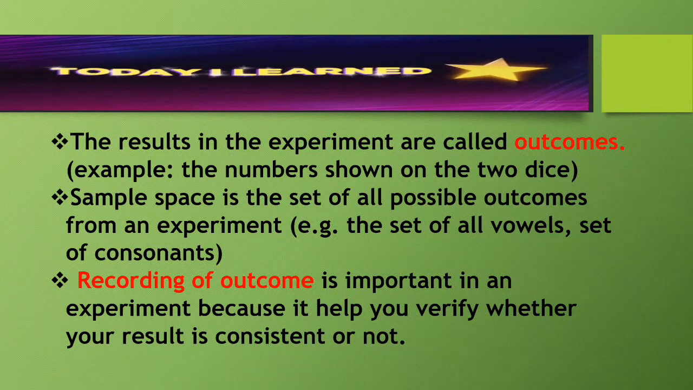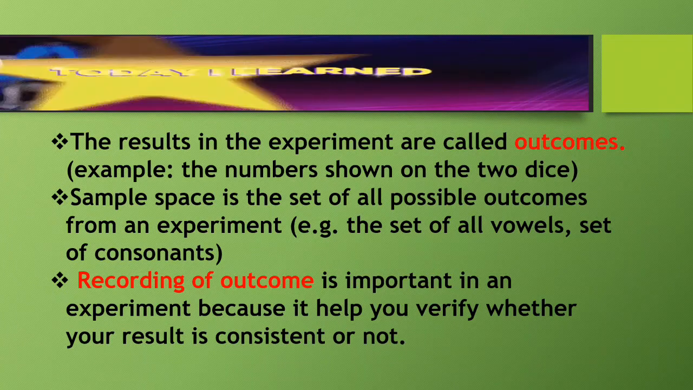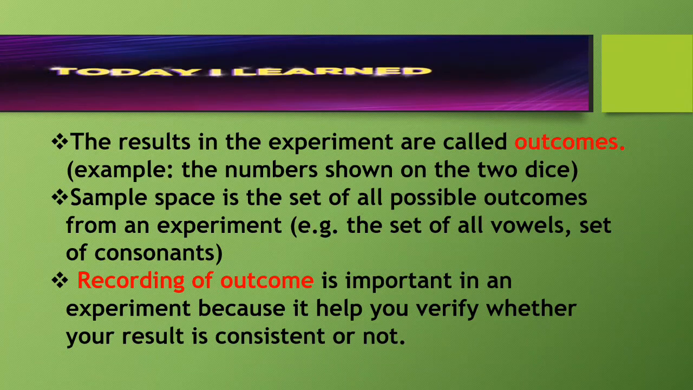Also, you have learned that the results in the experiment are called outcomes. So class, what do you call the results in the experiment? Yes, it is outcomes. For example, the numbers shown on the 2 dice. Sample space is the set of all possible outcomes from an experiment. What we did a while ago: the set of all vowels, the set of consonants, the prime numbers, the composite numbers, the counting of the stars in the Philippine flag. So that is only a simple experiment, and then we record the outcomes.